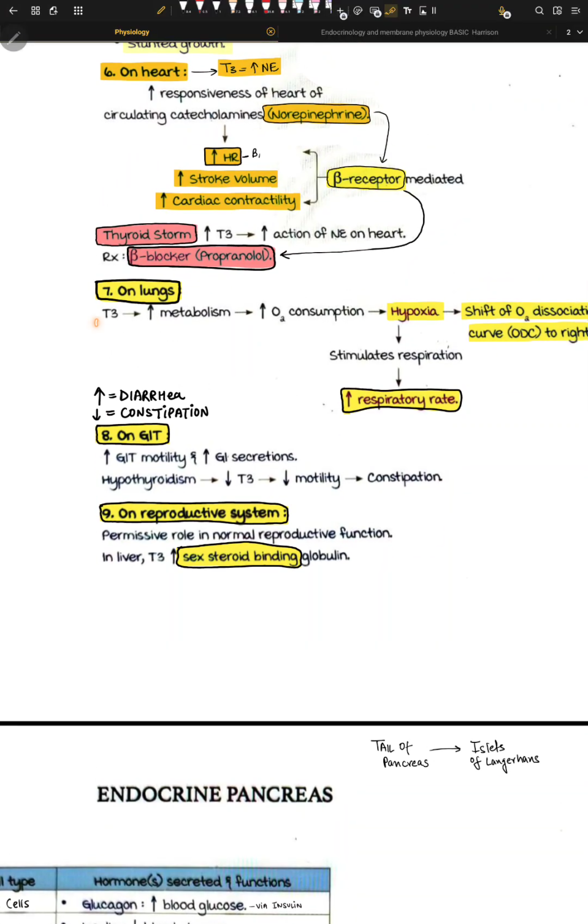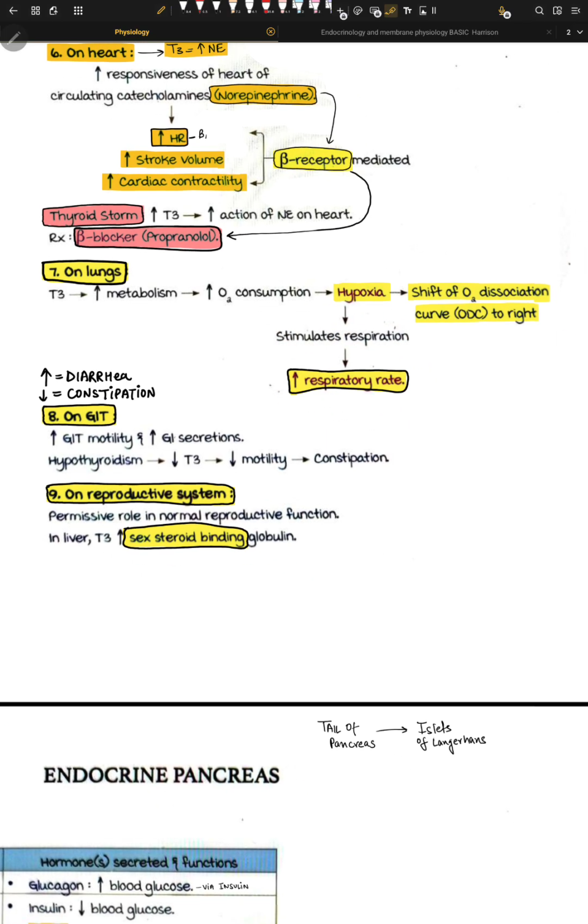On the lungs, T3 increases the metabolism of the whole body, right? BMR increases. Once the BMR increases, you need more O2. Now the lungs cannot cope with this, so hypoxia will happen. Once hypoxia happens, it will stimulate respiration and then you will have tachypnea, that is, increased respiratory rate.